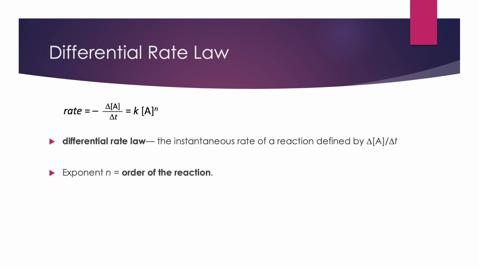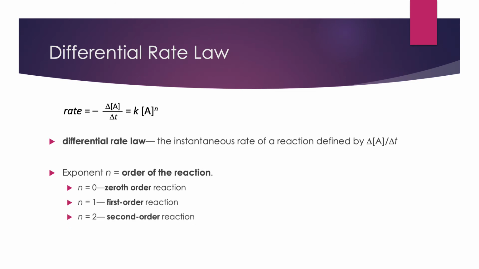Now, here's where we find out something more about that special equation, K times A to the n. That exponent n is something we call the order of the reaction. And I hope that you can appreciate that for different values of n, we may see very different behaviors. For one thing, we characterize the order of a reaction based on the value of n. So when n is equal to 0, we call it a 0th order reaction. When n is equal to 1, we call it a first order reaction. And when n is equal to 2, we call it a second order reaction.